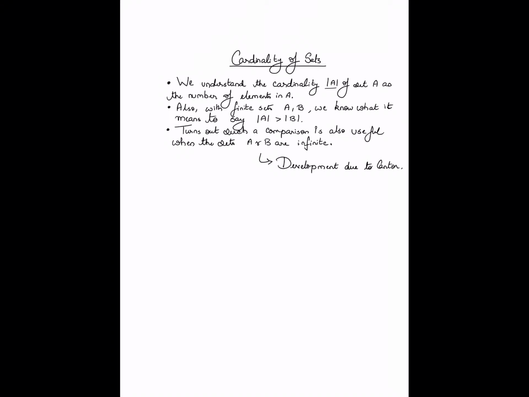It turns out that there is in fact a very useful notion of comparing cardinalities of sets even when the associated sets are actually infinite. For example, A could be the set of rationals, B could be the set of reals. Of course, both of these are infinite sets. It still makes sense to ask whether the cardinality of the set of reals is more than the cardinality of the set of rationals.